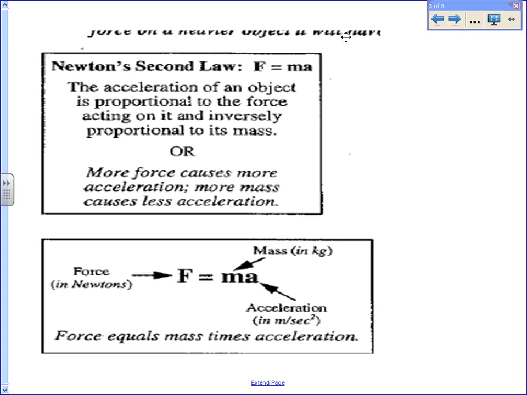All right, Newton's second law says that F equals ma. The acceleration of an object is proportional to the force acting on it and inversely proportional to its mass. When Newton wrote his paper, he said the acceleration of the object is equal to the force divided by the mass. So when they use terms like proportional, that means it's on top. If force gets big, let's say we have a big force divided by a mass, that means we're going to have a big A.